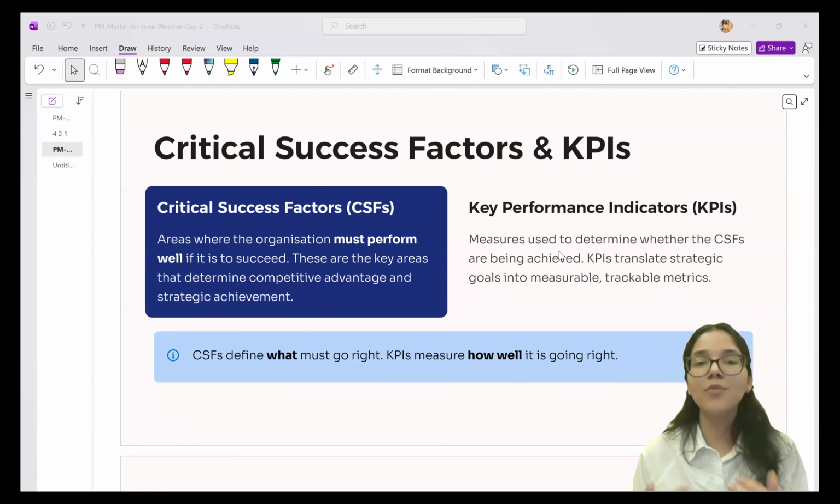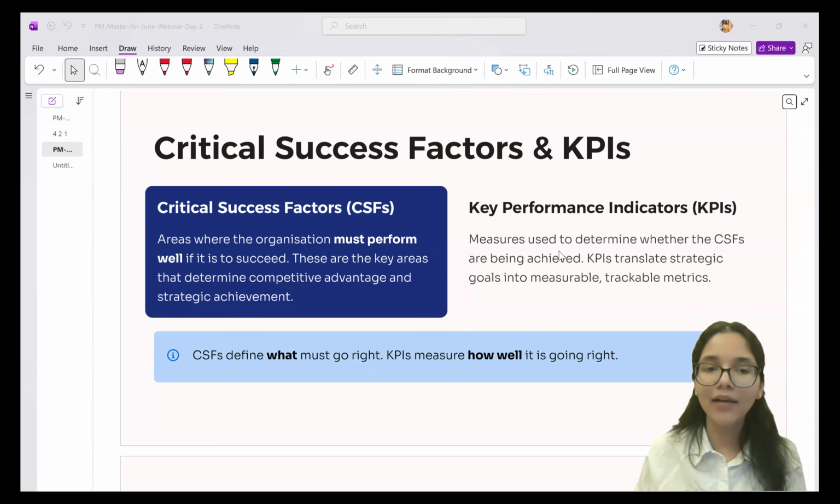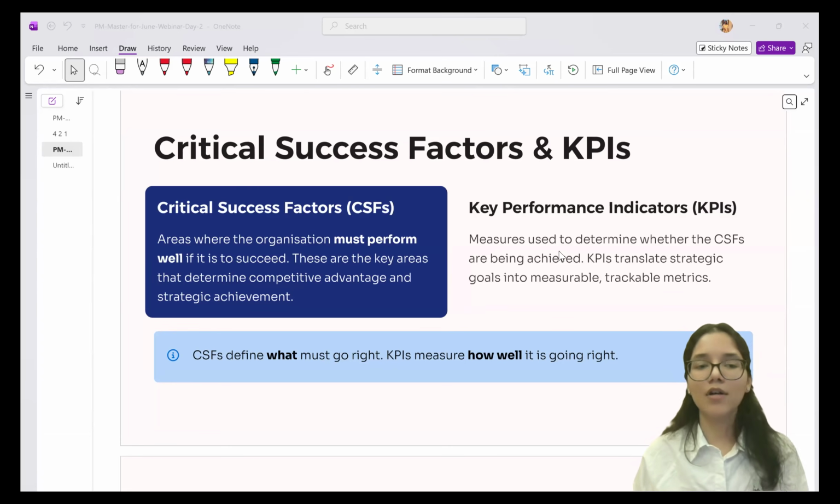Definitely, because quality measurement is very difficult. So it's important that we try to put it in a number format so that we can measure it and keep track of it. And if there are any problems, then immediately action can be taken to correct those things. So these, my friends, are the concepts of critical success factors and key performance indicators.